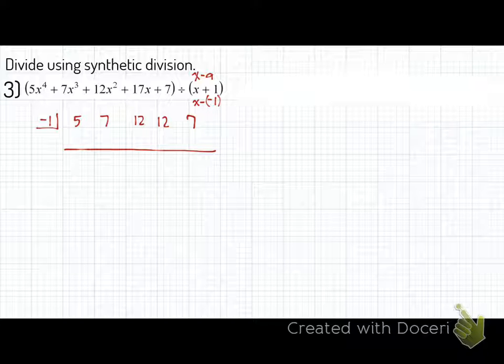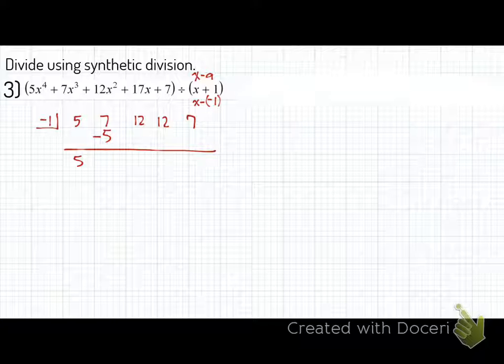Okay, starting from 5. 5 down. 5 plus nothing is 5. Good. What's 5 times negative 1? Negative 5. 7 plus negative 5 is 2. 2 times negative 1 is negative 2. 12 plus negative 2 is 10. 10 times negative 1 is negative 10. 12 plus negative 10 is just 2. 2 times negative 1 is negative 2. What's 7 plus negative 2? 5. This one is our remainder here.